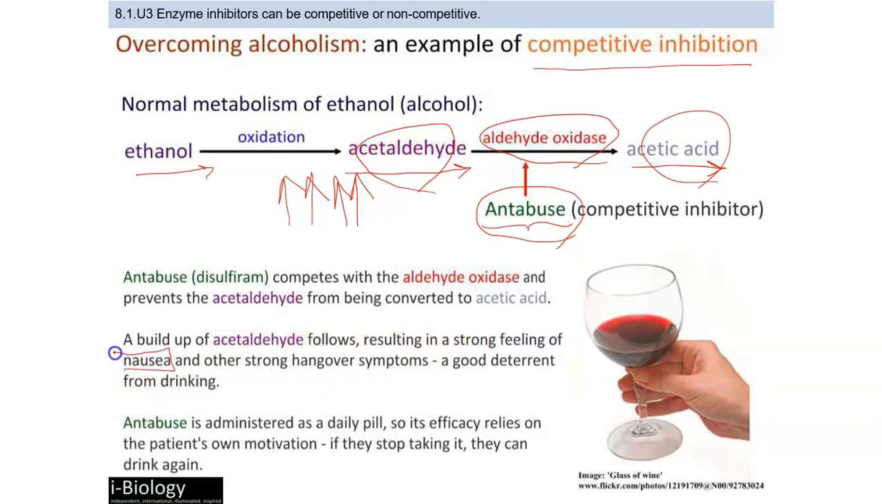nausea, which causes a bad feeling and vomiting feeling, and that's a good deterrent, a good discouragement for people from drinking. But the usage of the Antabuse pills depends on the motivation of the person who is alcoholic. If anyone stops taking the pill daily, then this means that he can take alcohol again and start to drink again.